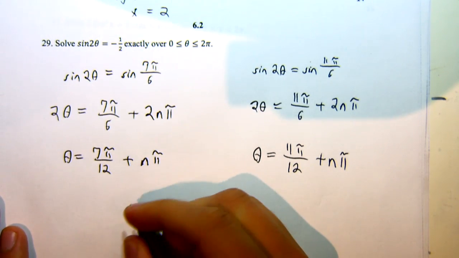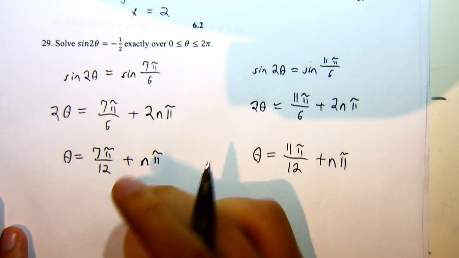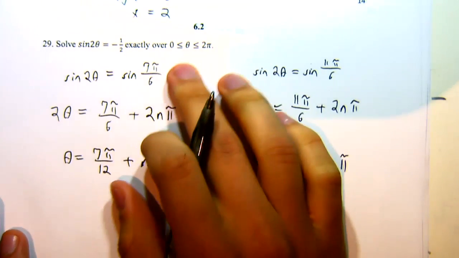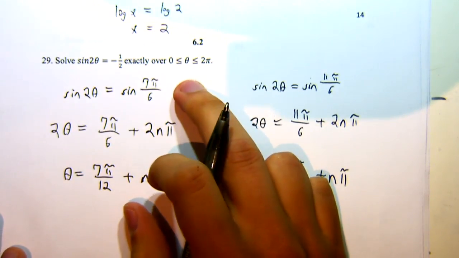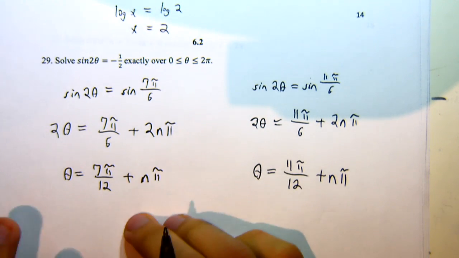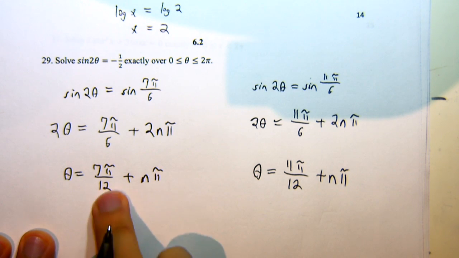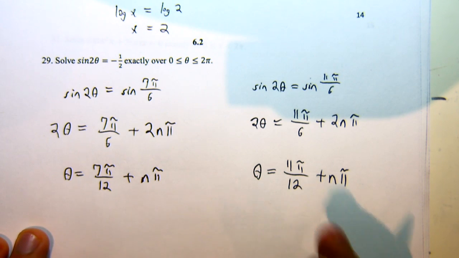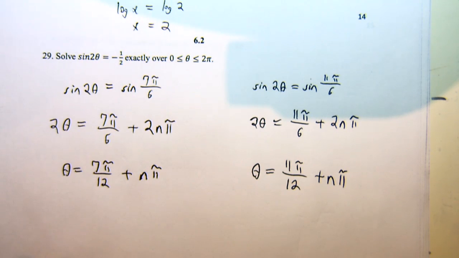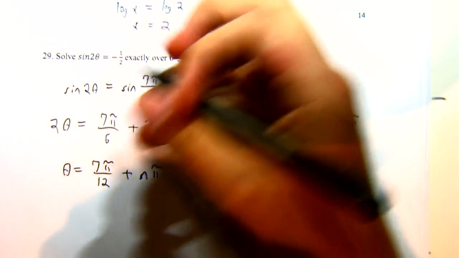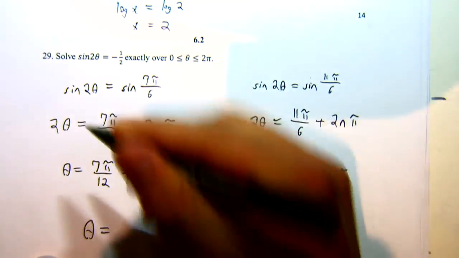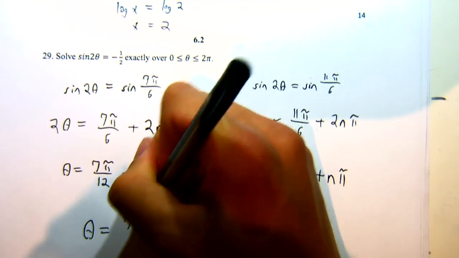Alright, and now we want to find out what actually fits in our interval 0 to 2 pi. So let's figure out how many times we can add pi. Say we can add pi 0 times, we get 7 pi over 12, because essentially our cutoff is 2 pi, which is the same thing as 24 pi over 12. So once we get to 24 pi over 12, that's when we don't have any more answers. So we know that 7 pi over 12 is one of the answers.